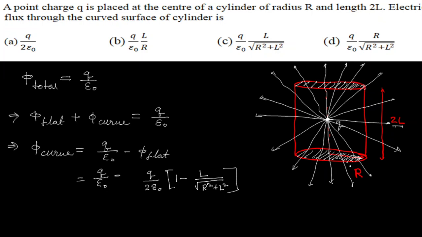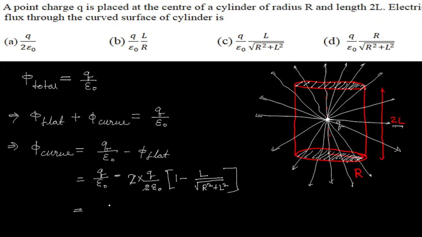The amount of flux that will pass through the bottom surface, the same amount of flux will also pass through the top surface, and both are flat. So in this case, the total flux through the flat surfaces will be 2 times the flux through the bottom surface. From here, this 2 will cancel out, and the q by 2 epsilon naught will cancel out.